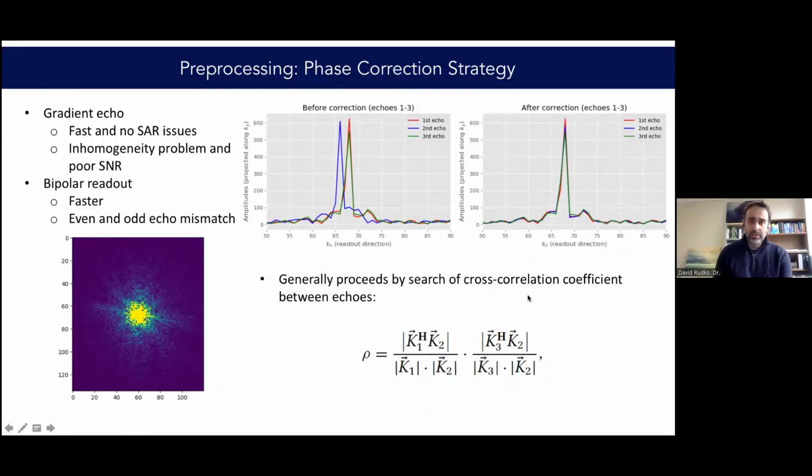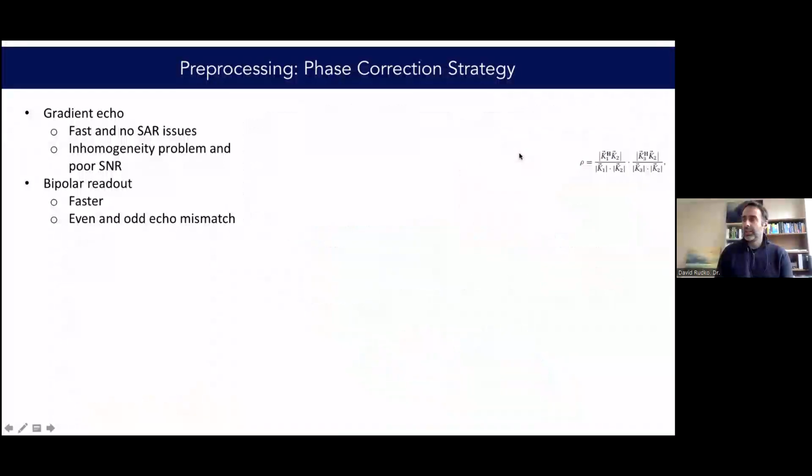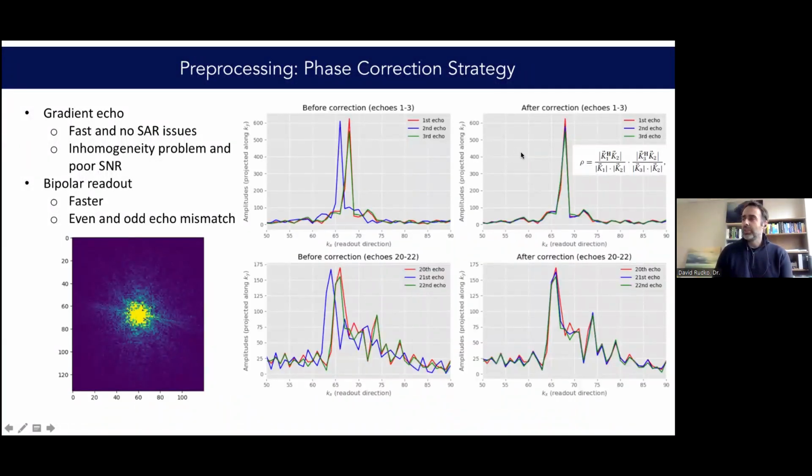Vlad's approach in his talk is slightly different from this, but it essentially tries to take this is the K-space profile of the first echo, this is the second echo, and this is the third echo. So if you have 3 echoes, you can calculate this cross-correlation coefficient, and you can iterate on it according to your K-space shift in the readout direction to try to correct your data. And if you do this, this method is fairly robust to correcting the early echoes and the later echoes.